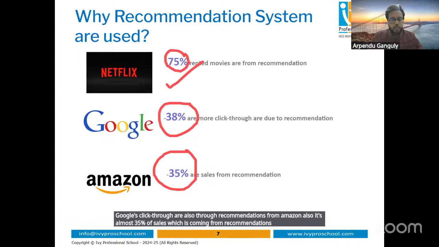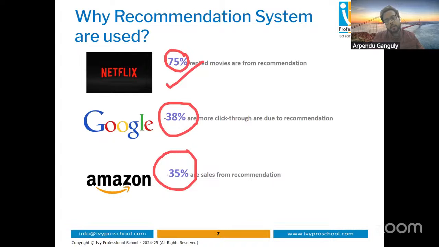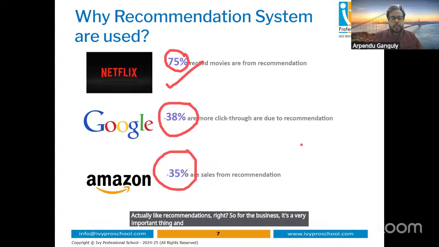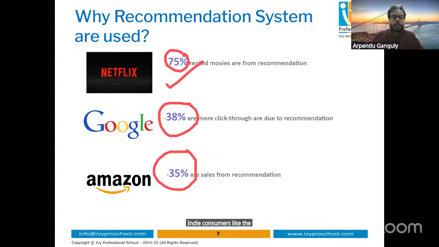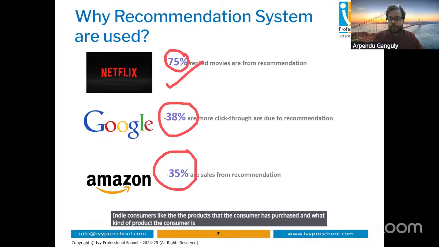So which is a huge, almost one third of the number, which is coming from recommendations, right? So for the business, it's a very important thing, and it's not about studying every consumer. It's just about deploying a model which is able to decipher these patterns in the consumers, like the products that the consumer has purchased, and what kind of product the consumer is likely to purchase, right?